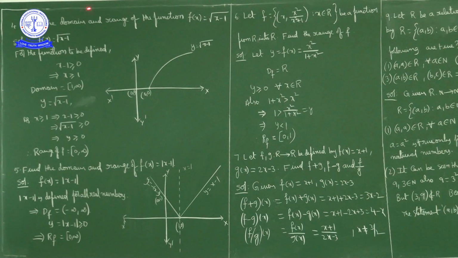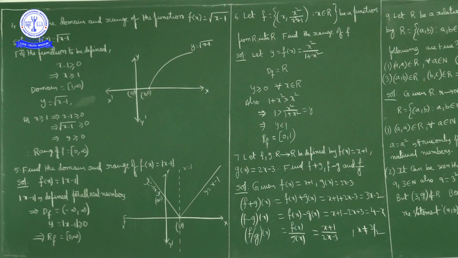So what is the domain of the function? Closed interval 1 to infinity. Range of the function is closed interval 0 to infinity. This is the graph of y is equal to square root of x minus 1. If you observe here, the graph is completely lying in the first quadrant. So x value cannot be negative in the first quadrant. Both x and y values are positive only, no?